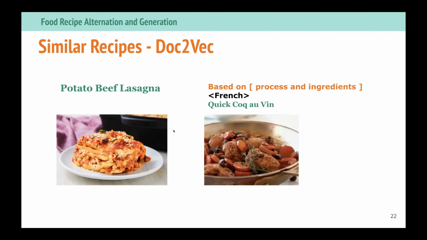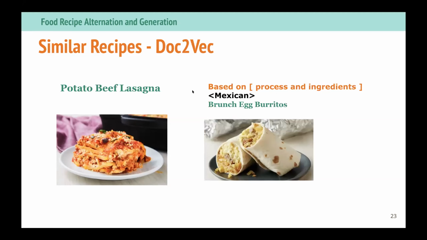And the second one is, I don't know how to exactly spell this name, but it's basically made of wine, chicken, potato, mushroom, and whatever vegetable you like. And the third one is brunch egg burritos from Mexico. Okay, I think they are both kind of tortillas and stuffing.